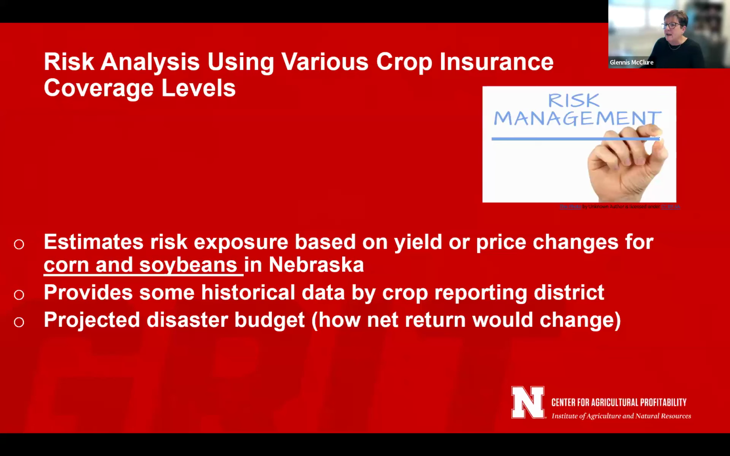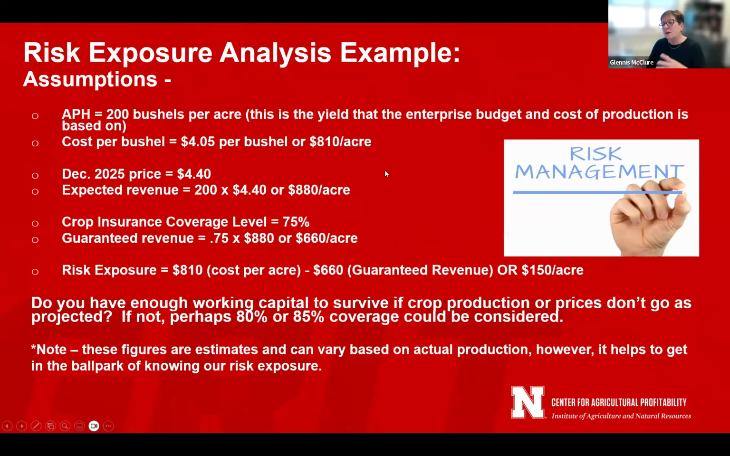So again, I've just gone over that with you, that we provide some historical data and then you've got a projected disaster budget. But you've also plugged in your crop insurance, what that costs and what your level of crop insurance would be, and what that might look like given a particular sort of disaster for corn and soybeans. But I wanted you to also think in terms of this whole cost of production thing and think about it from a working capital point of view.